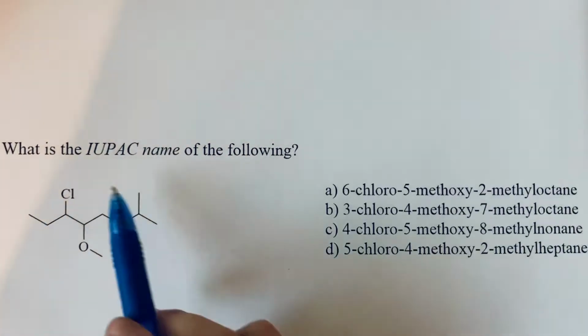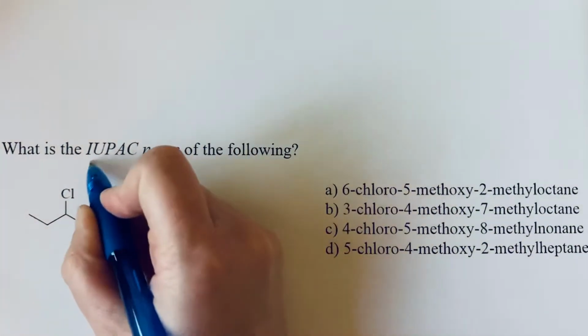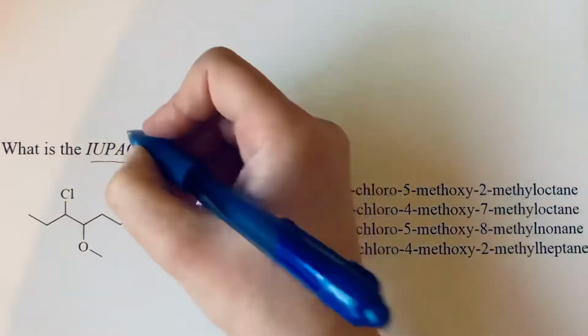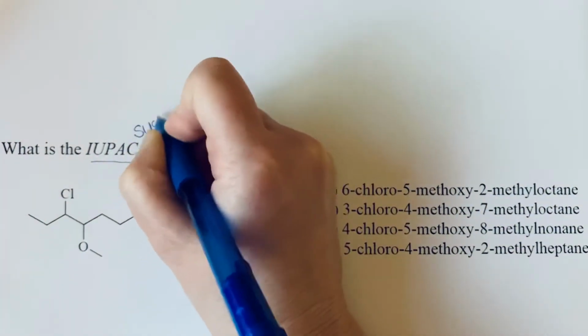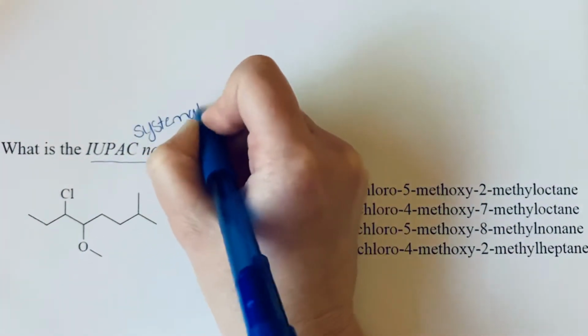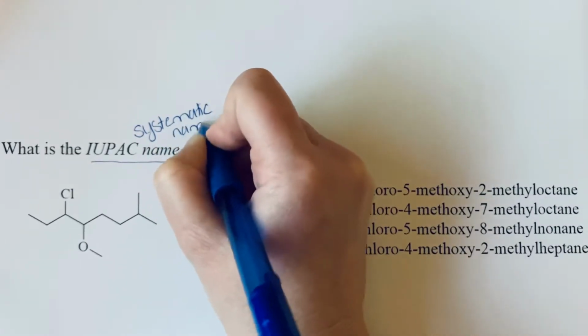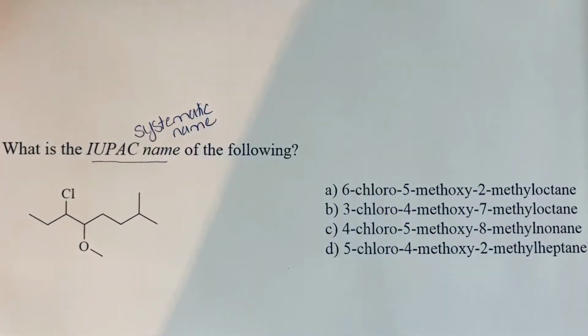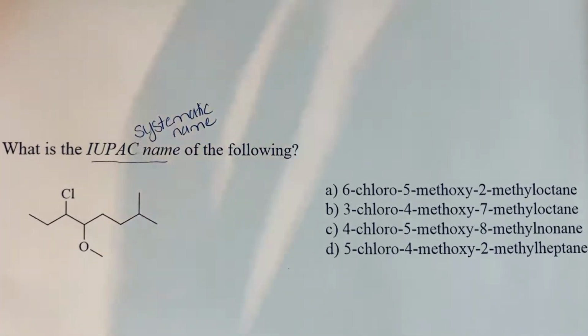What is the IUPAC name of the following? So the IUPAC name is the systematic name. This is our universal system of naming organic compounds that allows us to communicate with scientists around the globe and know that we are talking about the same molecule.